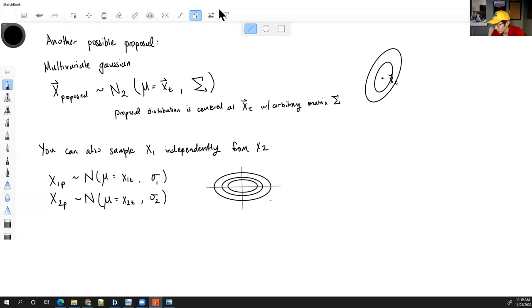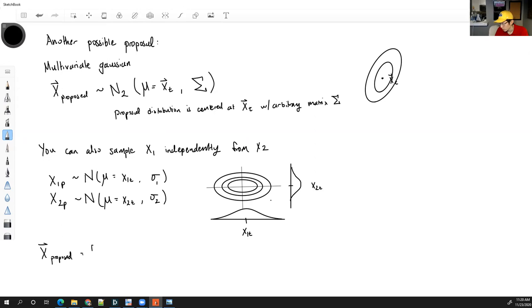Okay, and so when you have it like this, basically you just have one normal distribution in this direction, and then you have another normal distribution in this direction. Here we're centered at x1 at time t, and here we are centered at x2 at time t. Okay, and so the proposed value, again, x proposed, is x1p and x2p. And maybe we accept or maybe we don't.